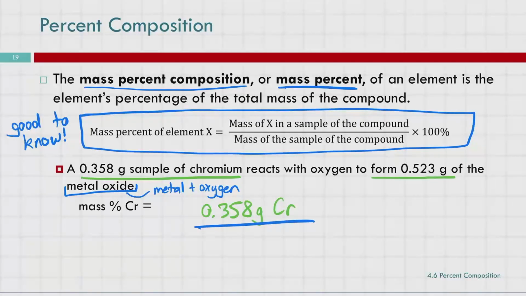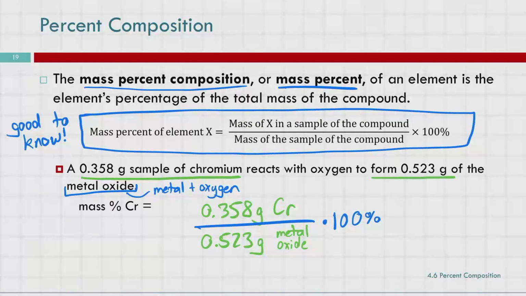So 0.358 grams Cr on the top, 0.523 grams of the metal oxide. I'm just going to write metal oxide. Sometimes I write CrOx, but we don't know how many chromiums, how many oxygens we have, so sometimes we just put in a Y and an X there. So this is our metal oxide. The metal oxide, again, that's just our entire compound. It contains all of our chromium. And then as part of the equation, we multiply by 100%.